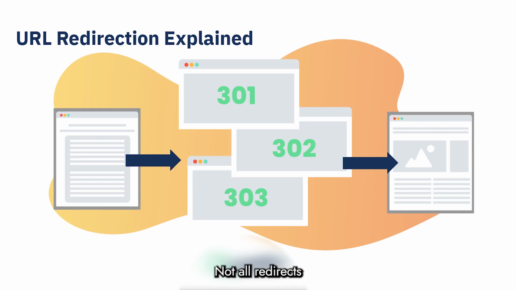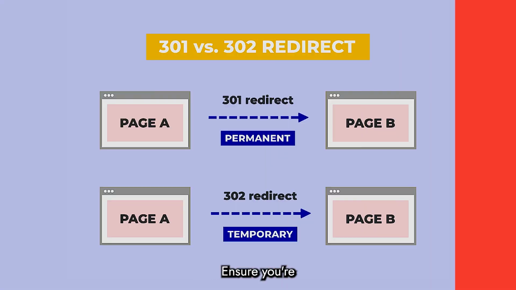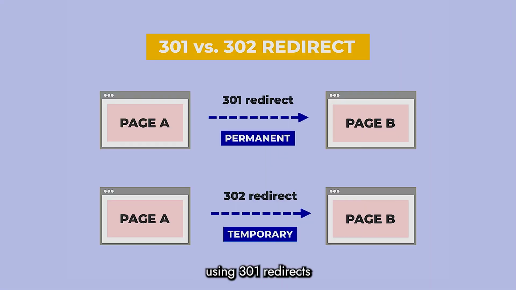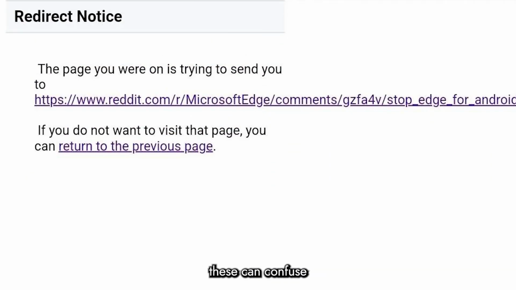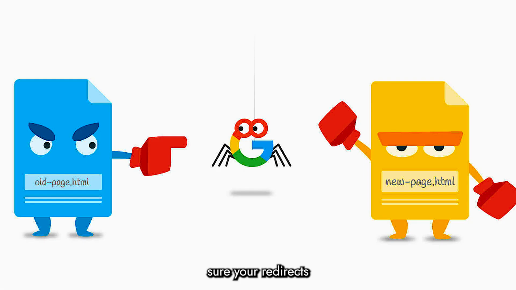Analyzing redirect types. Not all redirects are created equal. Ensure you're using 301 redirects for permanent moves and 302 redirects for temporary changes. Misusing these can confuse search engines and lead to page with redirect notifications. Let's make sure your redirects are sending the right signals.